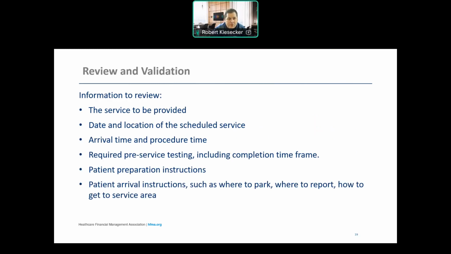All right. To review and validate, the information to review is: the service to be provided, the date and location of the scheduled service, the arrival time and procedure time, the required pre-services testing, including completion time frame, the patient's preparation instructions, and then finally the patient's arrival instructions, such as where to park, where to report to, how to get to that service area, and when to be there.